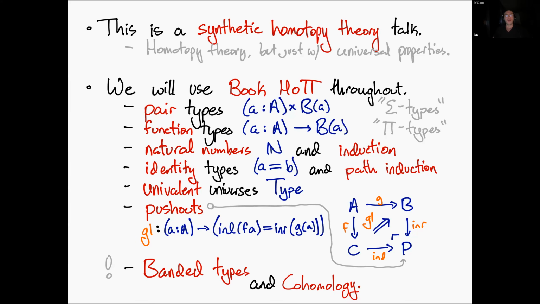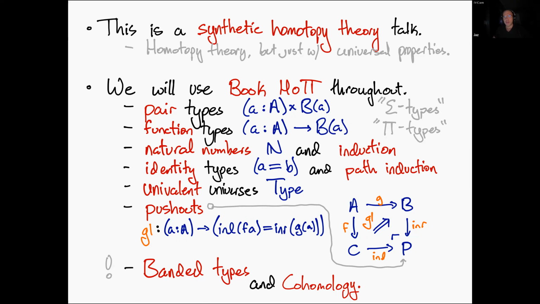So in this talk we're going to use HoTT. That means we have these pair types, which I'm using this syntax for. They're sometimes called sigma types, and function types, which I'm using this syntax for, which are often known as pi types. And then all the usual features of Martin-Löf type theory with univalence. In addition, our main higher inductive type, in fact, I think our only higher inductive type we're going to use here, is the pushout.